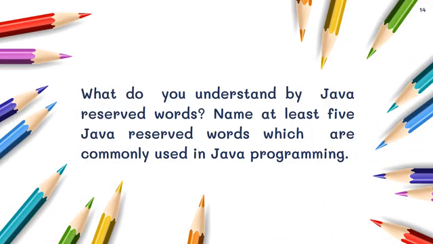What do you understand by Java reserved words? Name at least 5 Java reserved words which are commonly used in Java programming. First part: what do you mean by reserved words? That is keywords. Remember, reserved word means keywords. Keywords are the words that convey a special meaning to the language compiler. And 5 Java reserved keywords we have to write. They are if, else, int, class, case. Likewise, we can write 5 different Java reserved words.